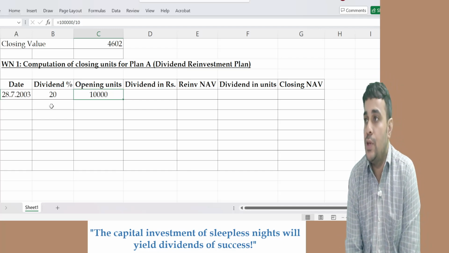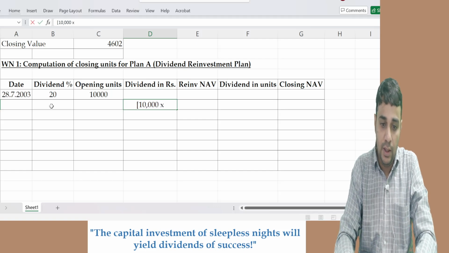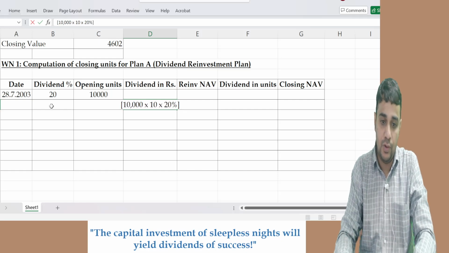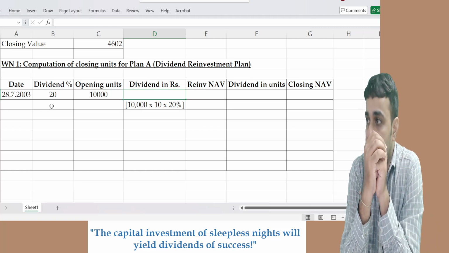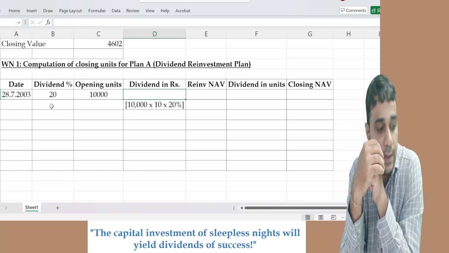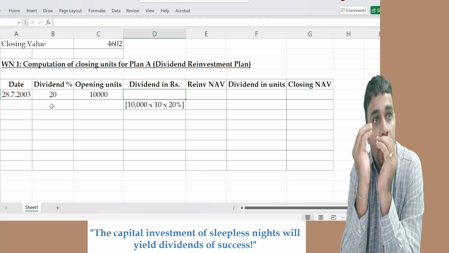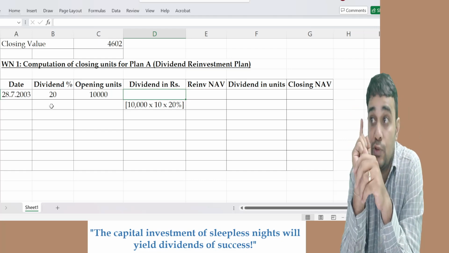On these 10,000 units, dividend will be like this: 10,000 into face value into dividend percentage. 10,000 units, 10 rupees into 20%. On face value. Some students applied it on the NAV, it will go wrong. Dividend is always on face value unless they use the word dividend yield.